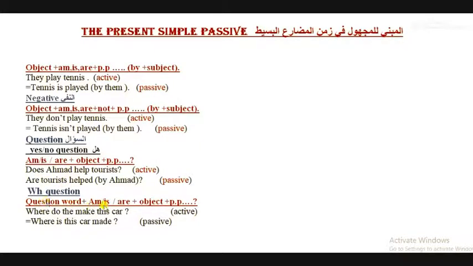What about the WH question? Where do they make this car? Where is this car made?